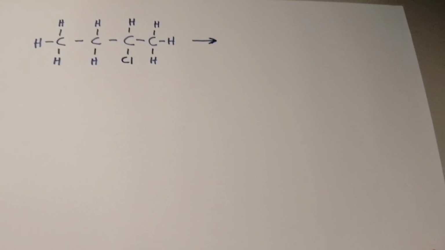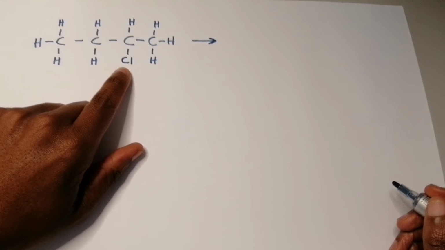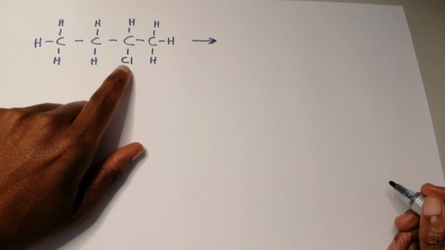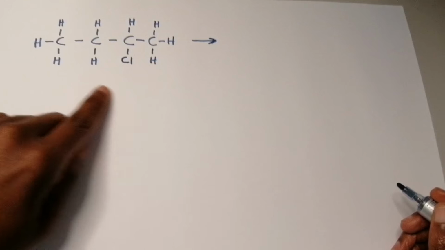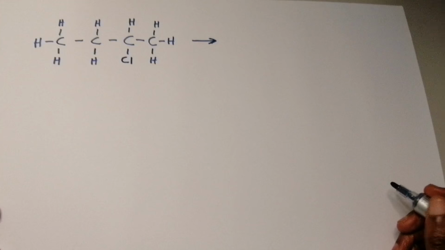Just to show you again how to apply that Zaitsev's rule. We've got a haloalkane here, and we are trying to have an elimination reaction. So what are you going to have? There are 2 possibilities. We definitely are going to eliminate that chlorine atom there, but the question is, which hydrogen is it going to go with? This one here or this one there? This is where we are going to apply Zaitsev's rule.